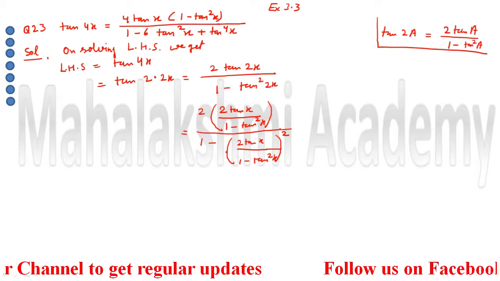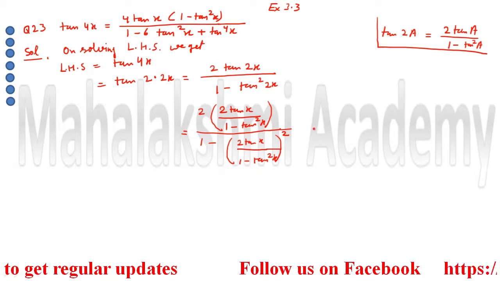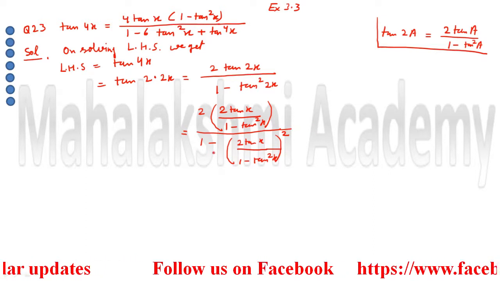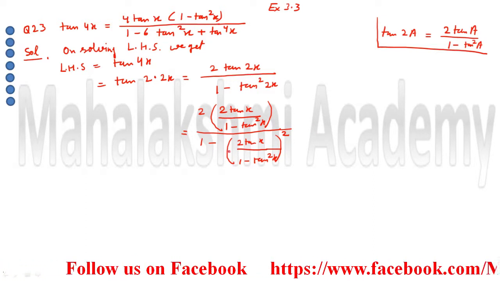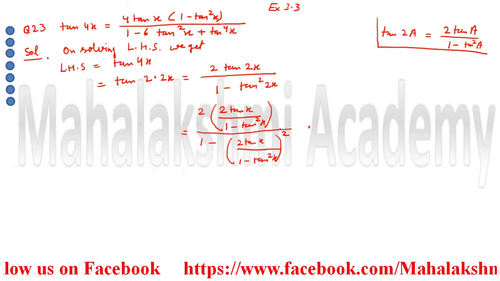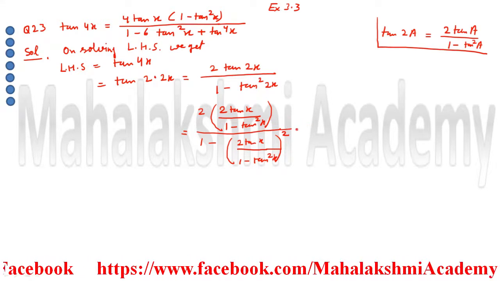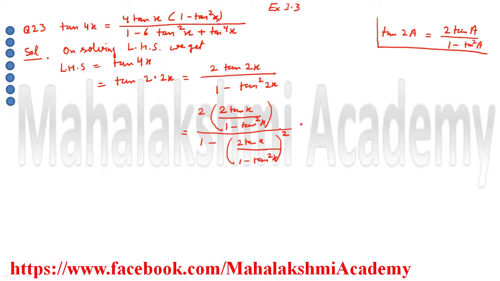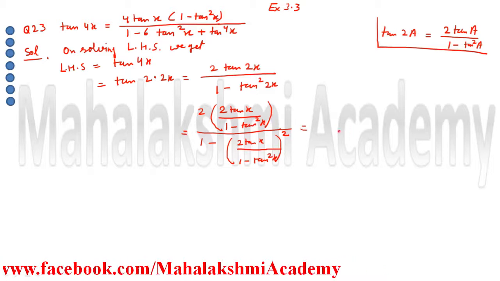Now we have to simplify this fraction. When we simplify, first we have to take the LCM, then keep the numerator as it is and take the reciprocal of the denominator. Before that, I am going to take the LCM in the denominator, so I am keeping the numerator as it is.